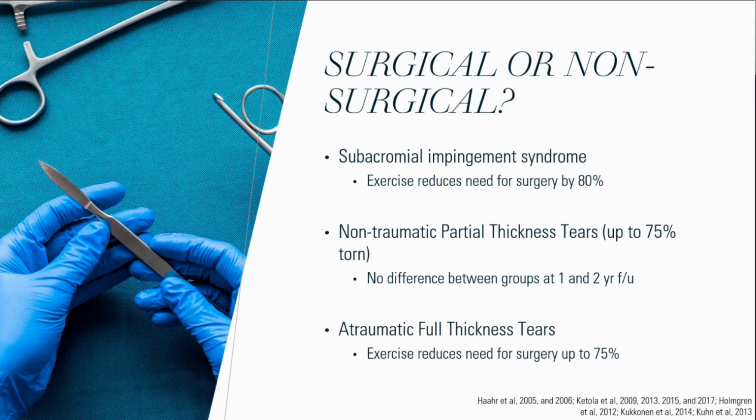Another study looked at some of those non-traumatic partial thickness tears. So these are the ones, again, where you think more of the tendon kind of fraying as a result of degeneration. And they were looking at people who had up to 75% of their tendons torn. And they found that at 1 year follow-up and 2 years follow-up, there was no difference between those people who had surgery and those who did just exercise. Again, it's just suggesting that exercise and non-surgical management is a really good first step when it comes to treating these partial thickness tears.